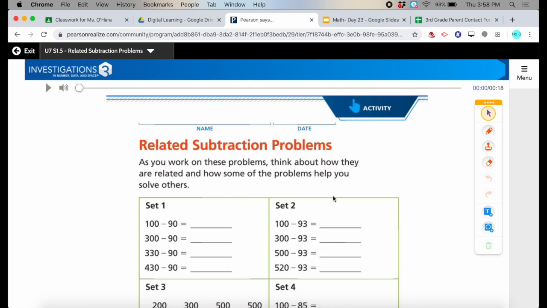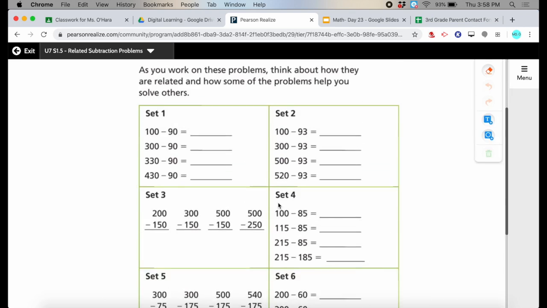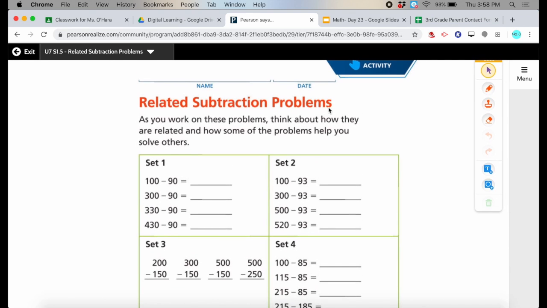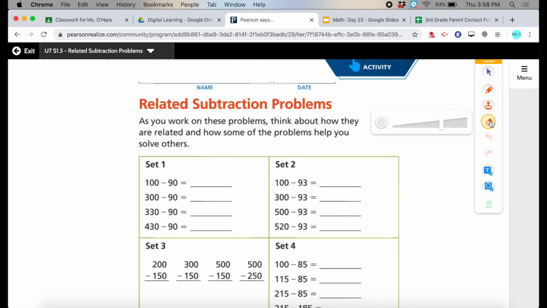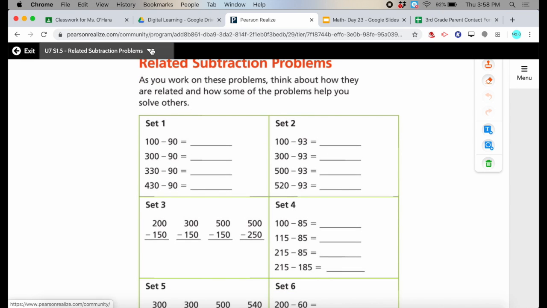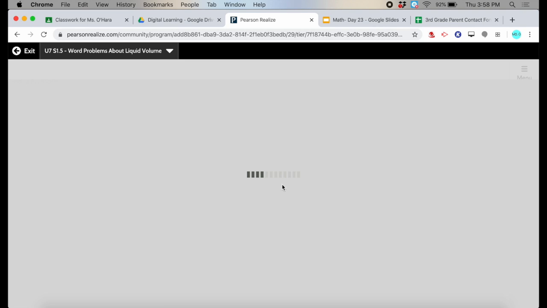For your half due today, you're going to be working on page 405, and this is related subtraction problems. So show your work by using these tools over here. This is the pen, this is the eraser, and you can add text by clicking here, and then you can just type in the box. So work on all of page 405, and then all of page 406.